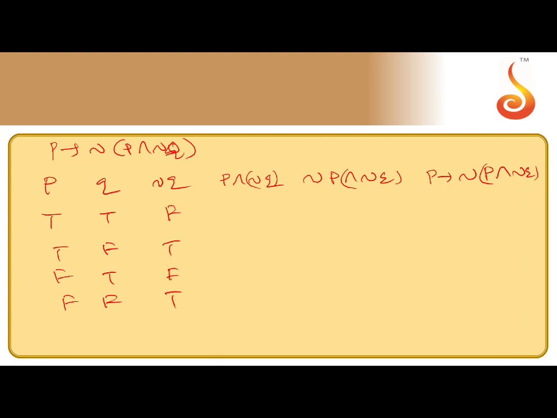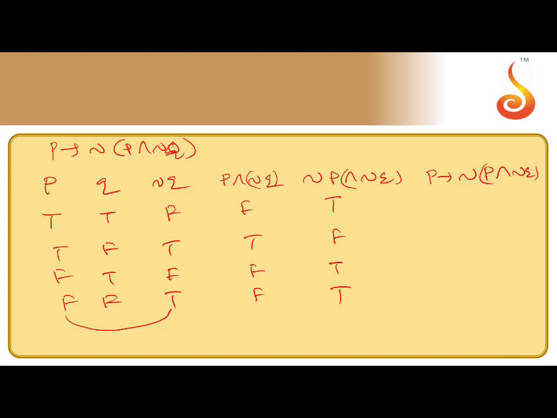So P and negation of Q, these two combined. What is the AND statement? It means both are true, then true. Otherwise it is false. P true and negation of Q true, it is true. Otherwise it is false. So TF gives F, TT gives T, FF gives F, FT gives F. This is over. And negation of this one is T, F, T, T. You got it here.